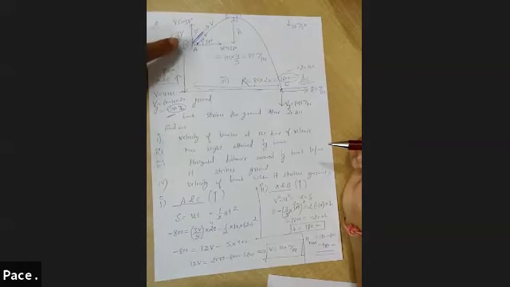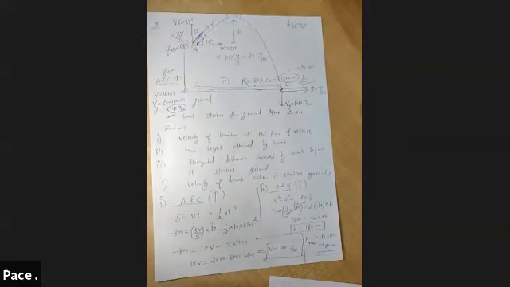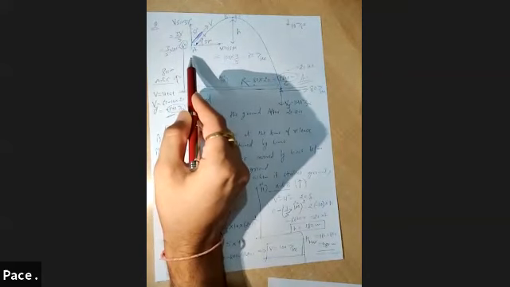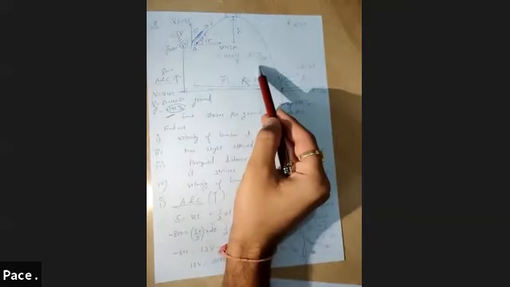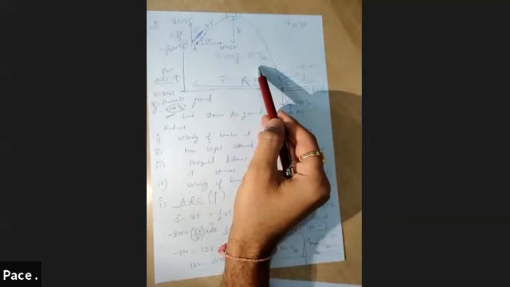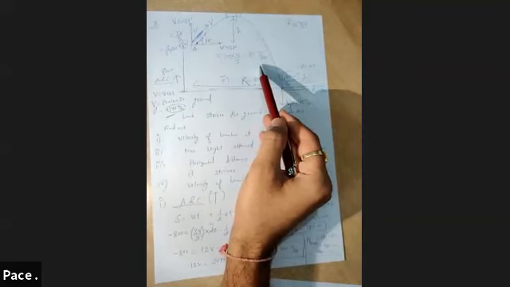This V sine 37 in the first part. In the first part, we already got the value of V, which was the speed of the bomber. That is 100. So 100 multiplied by 3 by 5 will give you 60 as the vertical component, and 100 multiplied by 4 by 5 will give you 80. This one is the horizontal component of velocity.